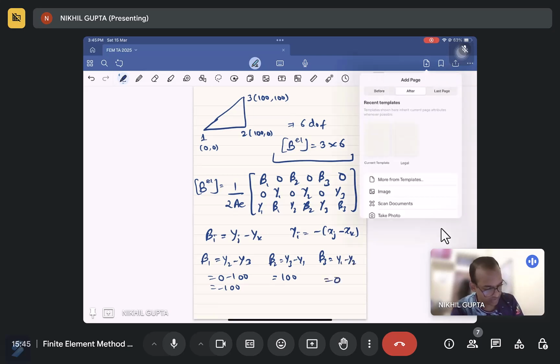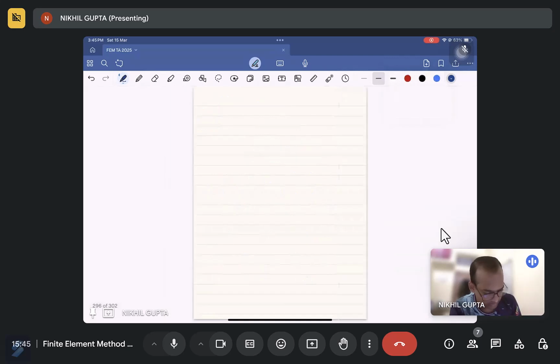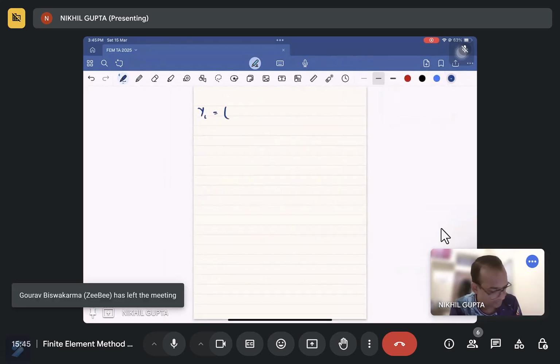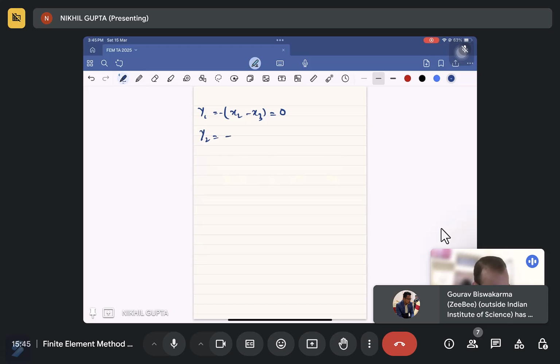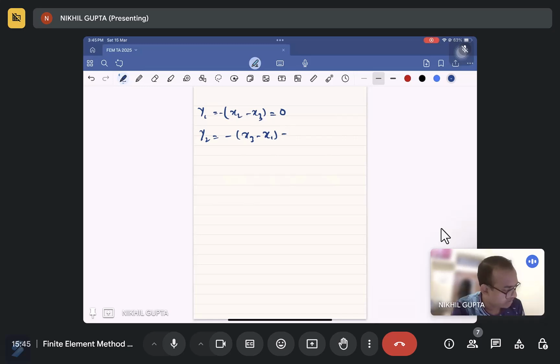Now let's calculate gamma in a similar way. So gamma 1 will be minus of x2 minus x3, which will be 0 by putting the coordinate system. Gamma 2 will be minus of x3 minus x1, then it will be minus 100. Then gamma 3 will be minus of x1 minus x2, which will be 100.